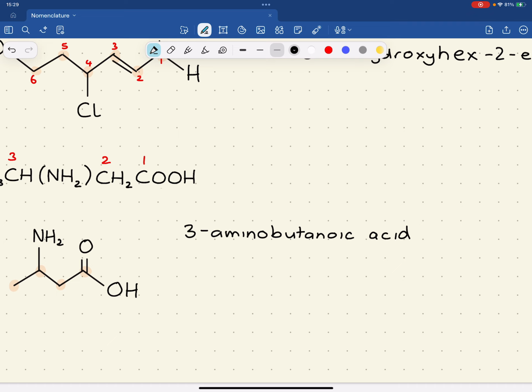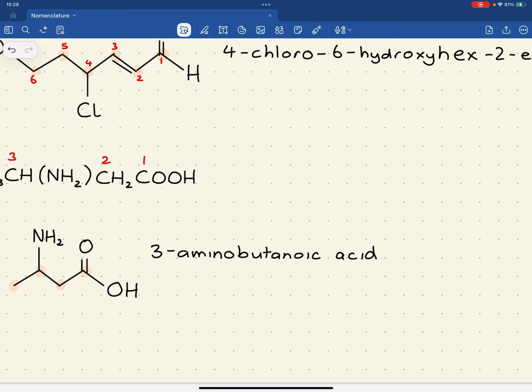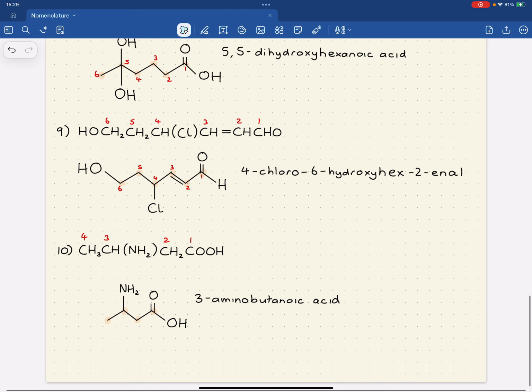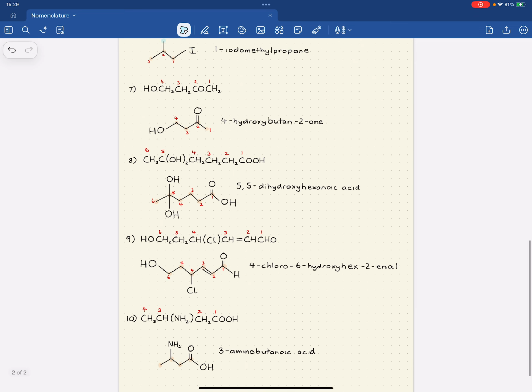So what we've looked at here is just some of the basic rules for naming organic compounds. And in reality, you get better at naming these the more you have a go at them. It's very difficult to cover every single rule and every single compound, because this would require a video of about 2 hours. It is very, very difficult. But this should be enough to get you started on naming some basic organic compounds.